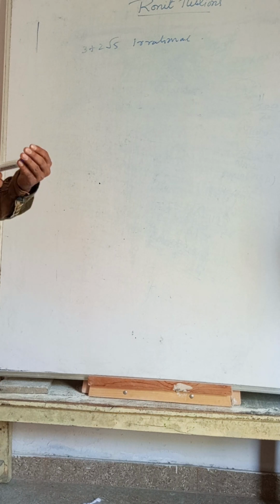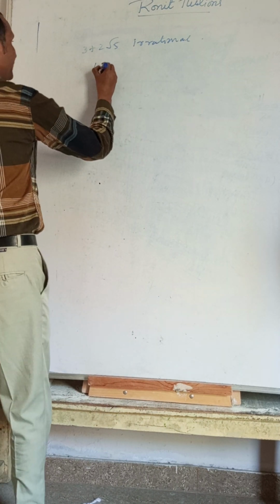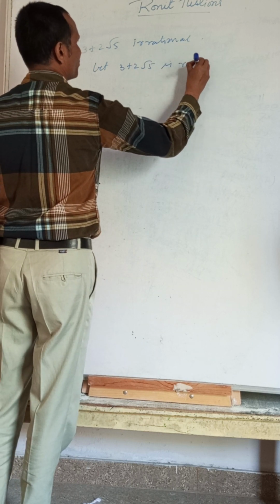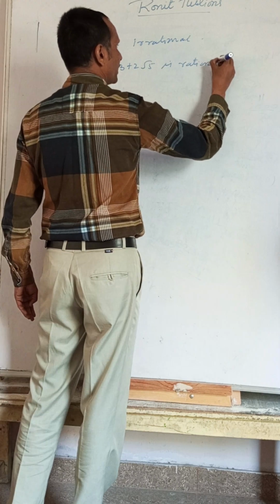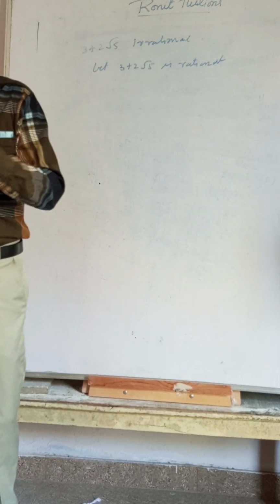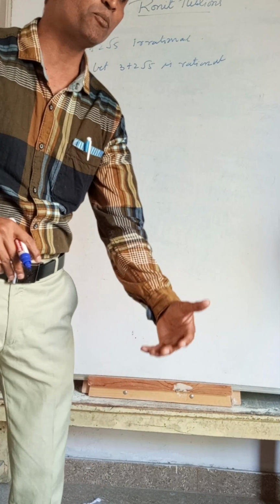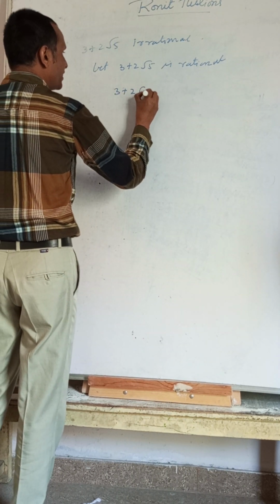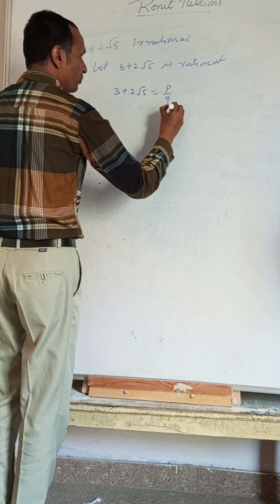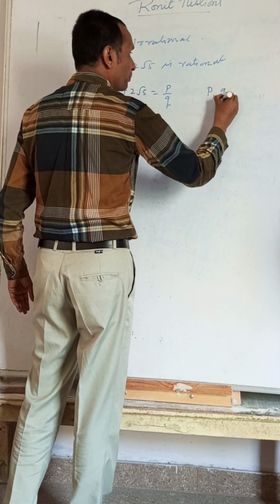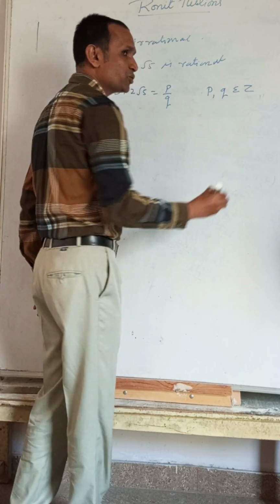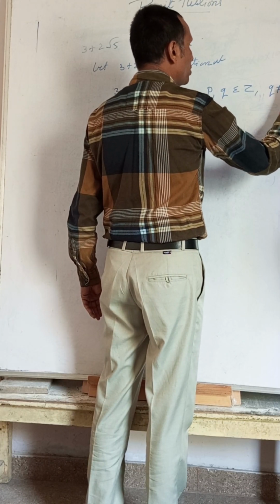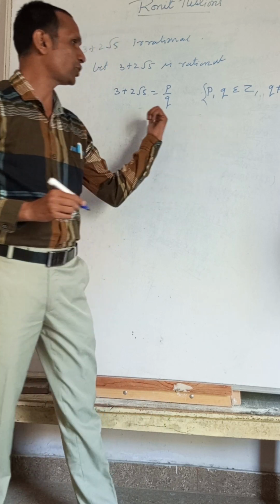Suppose, let 3 plus 2 root 5 be a rational number. First simply assume it is a rational number. Then a rational number we can write in the form of P by Q. So 3 plus 2 root 5 is equal to P by Q, where P and Q are elements of Z. Z means integer. But Q is not equal to 0. This we know, then only we can write.